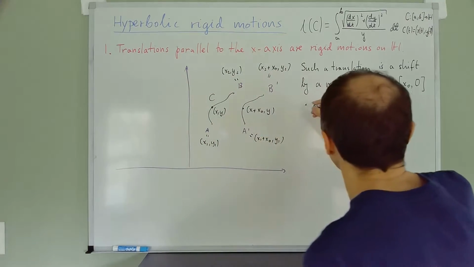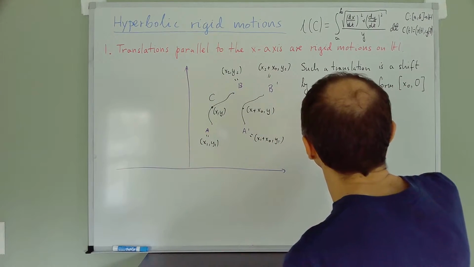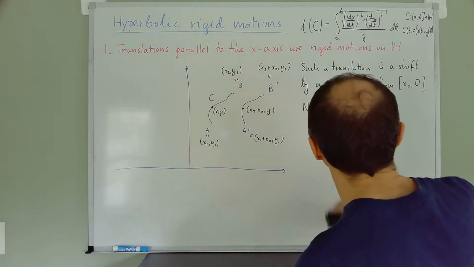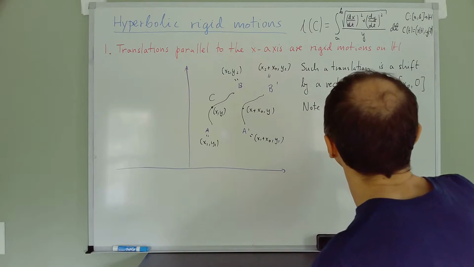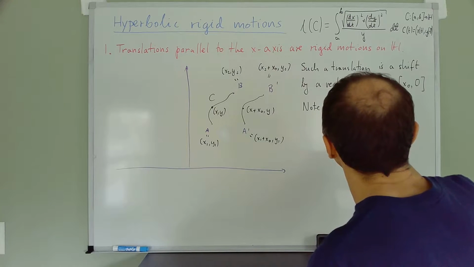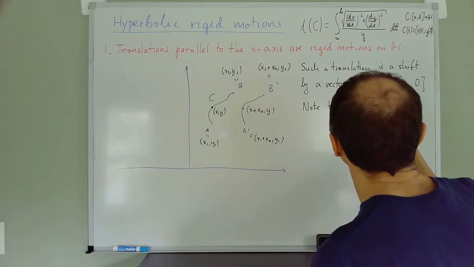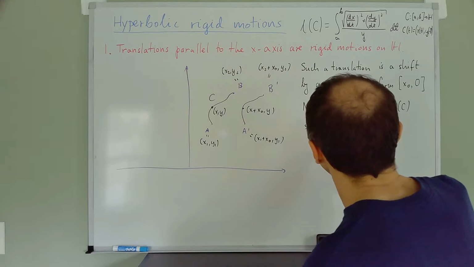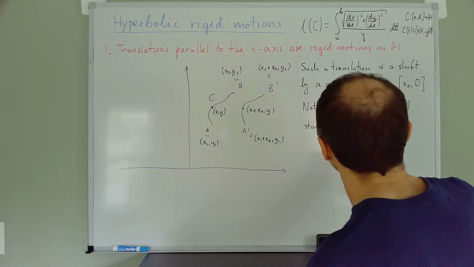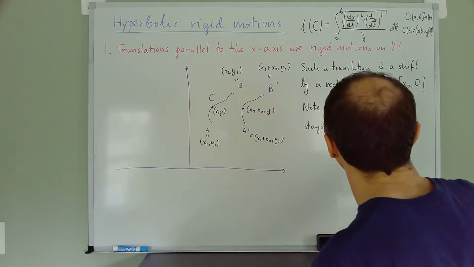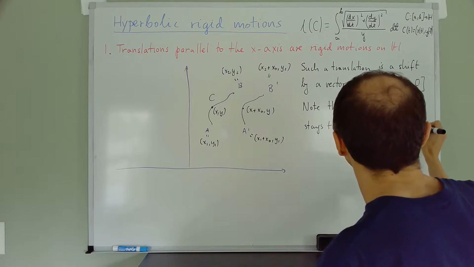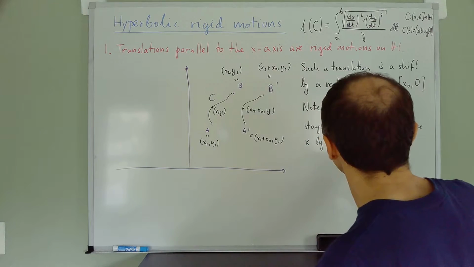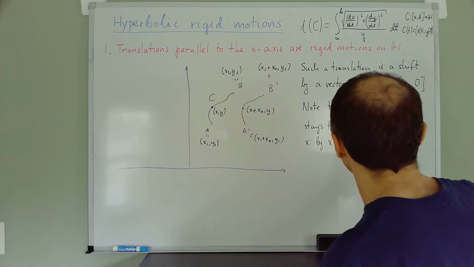So note, the formula for L of C stays the same when we replace x by x plus x0 and leave y unchanged.